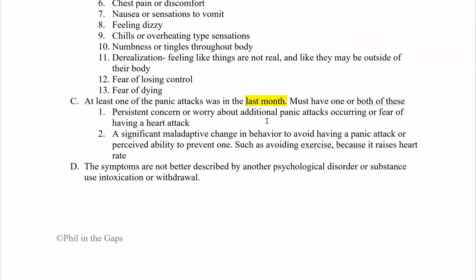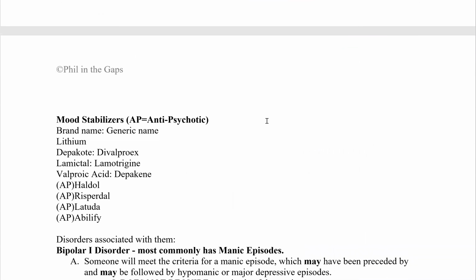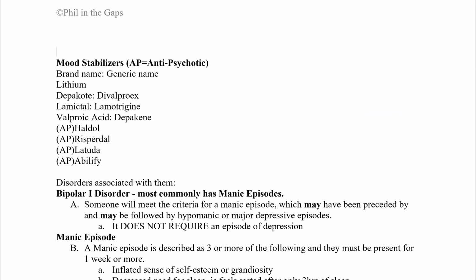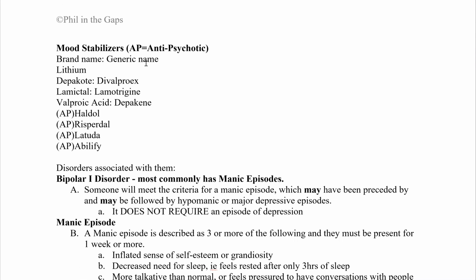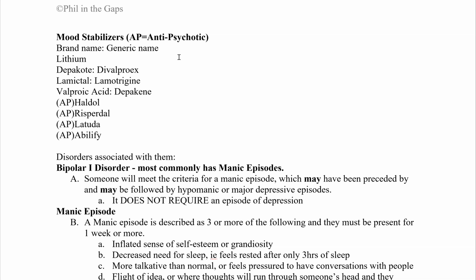Let's segue into the next class, which would be our mood stabilizers and/or mood disorders. And this is where it gets kind of tricky because there are no clever ways to remember the generic and brand name. So this is where you have to recognize specifically what they look like and then compare them to questions. So lithium, Depakote, Lamictal, valproic acid, and the AP is going to be for antipsychotic.